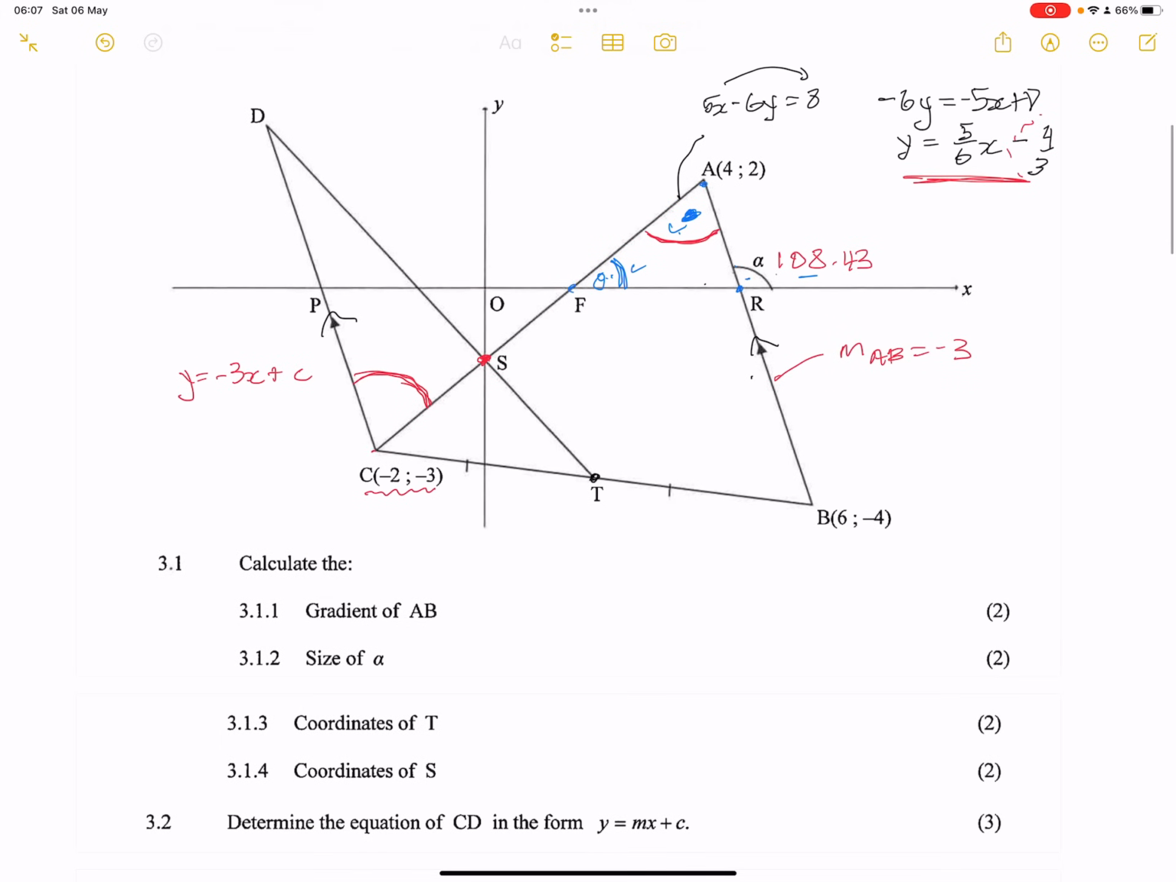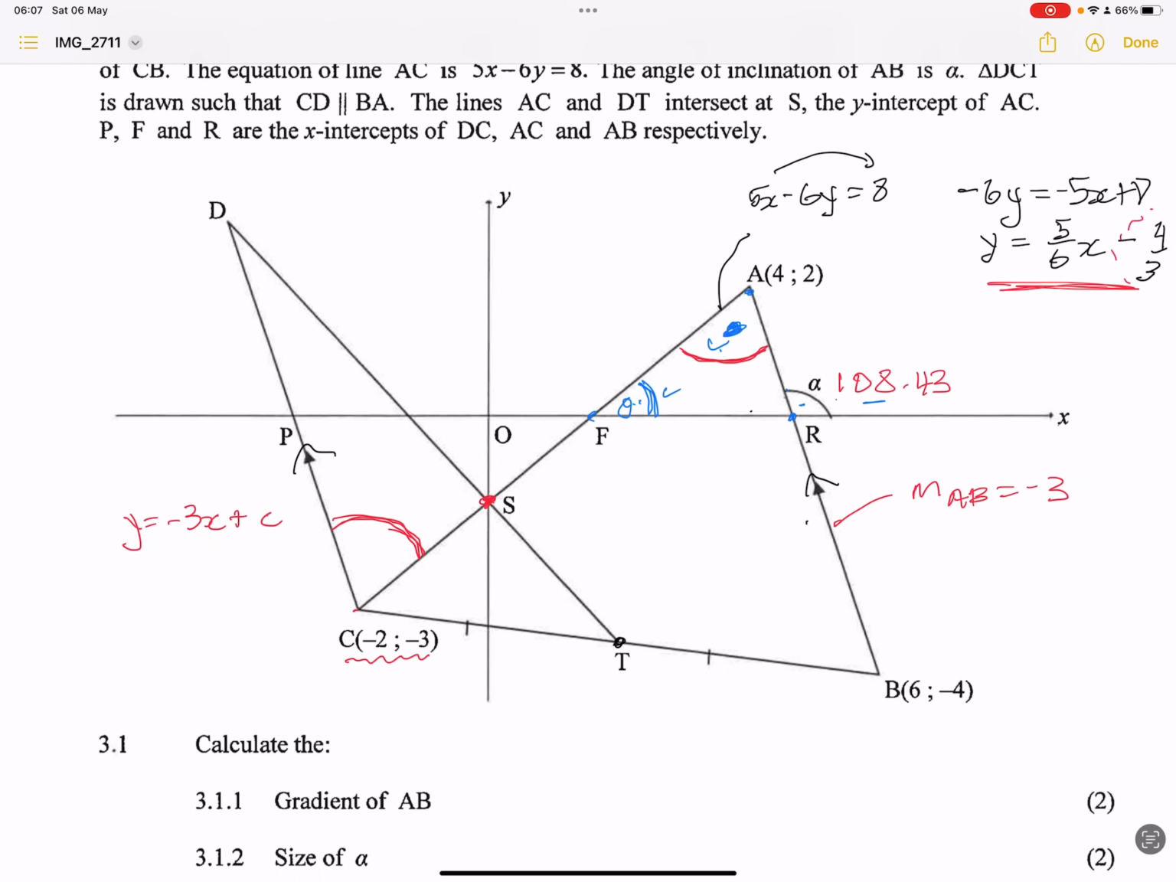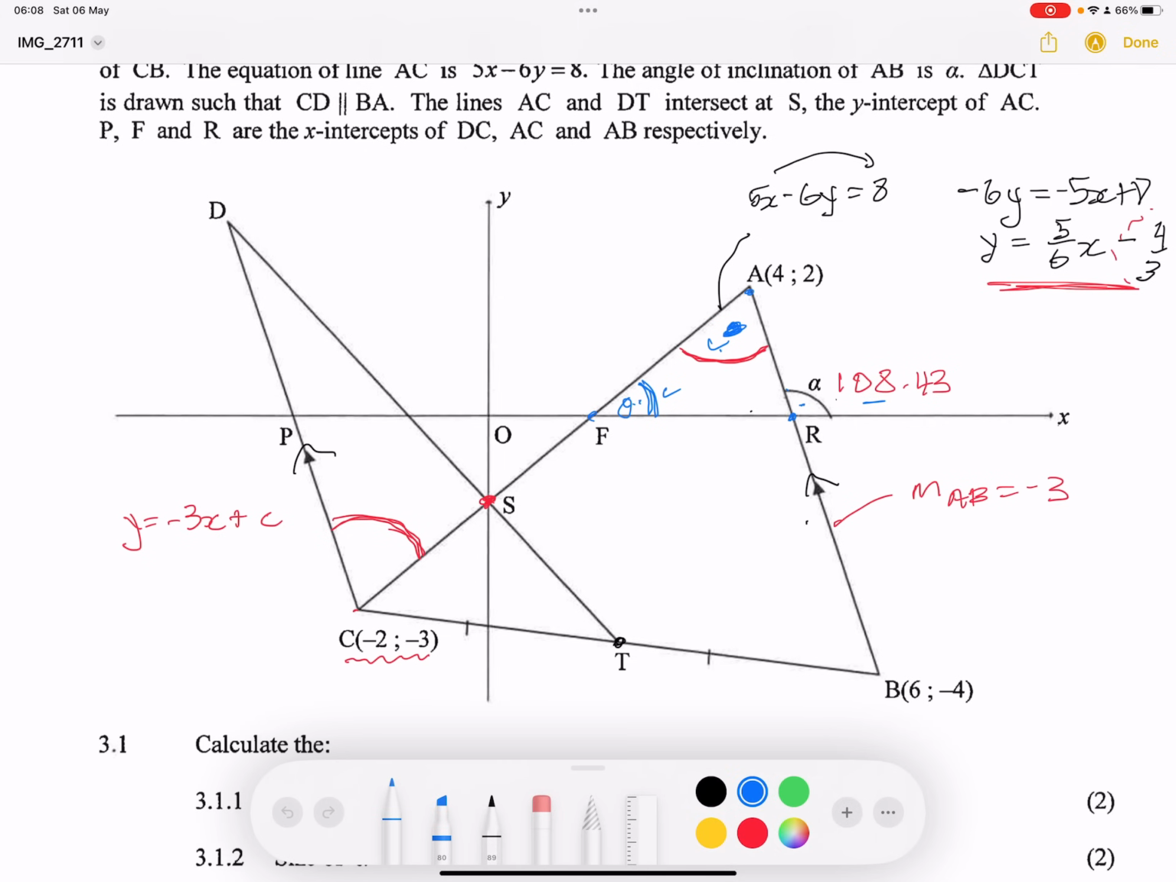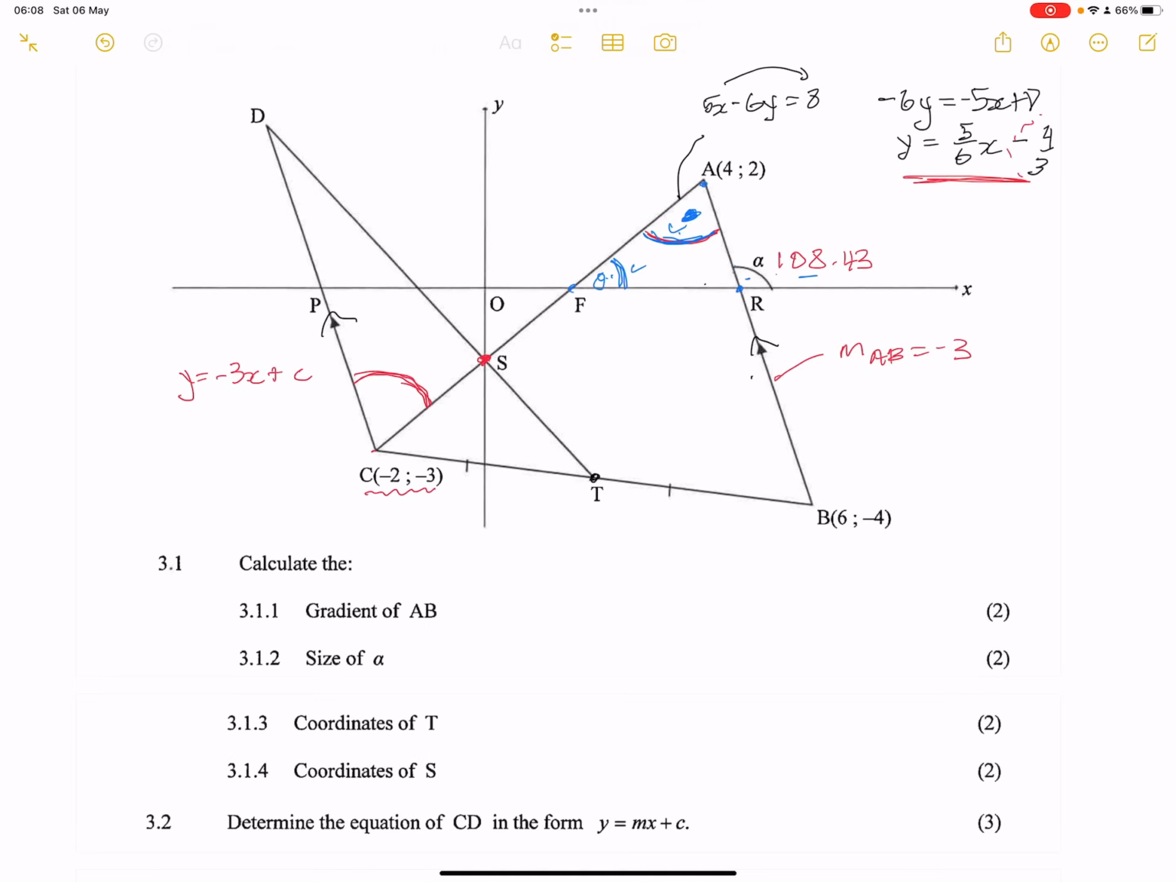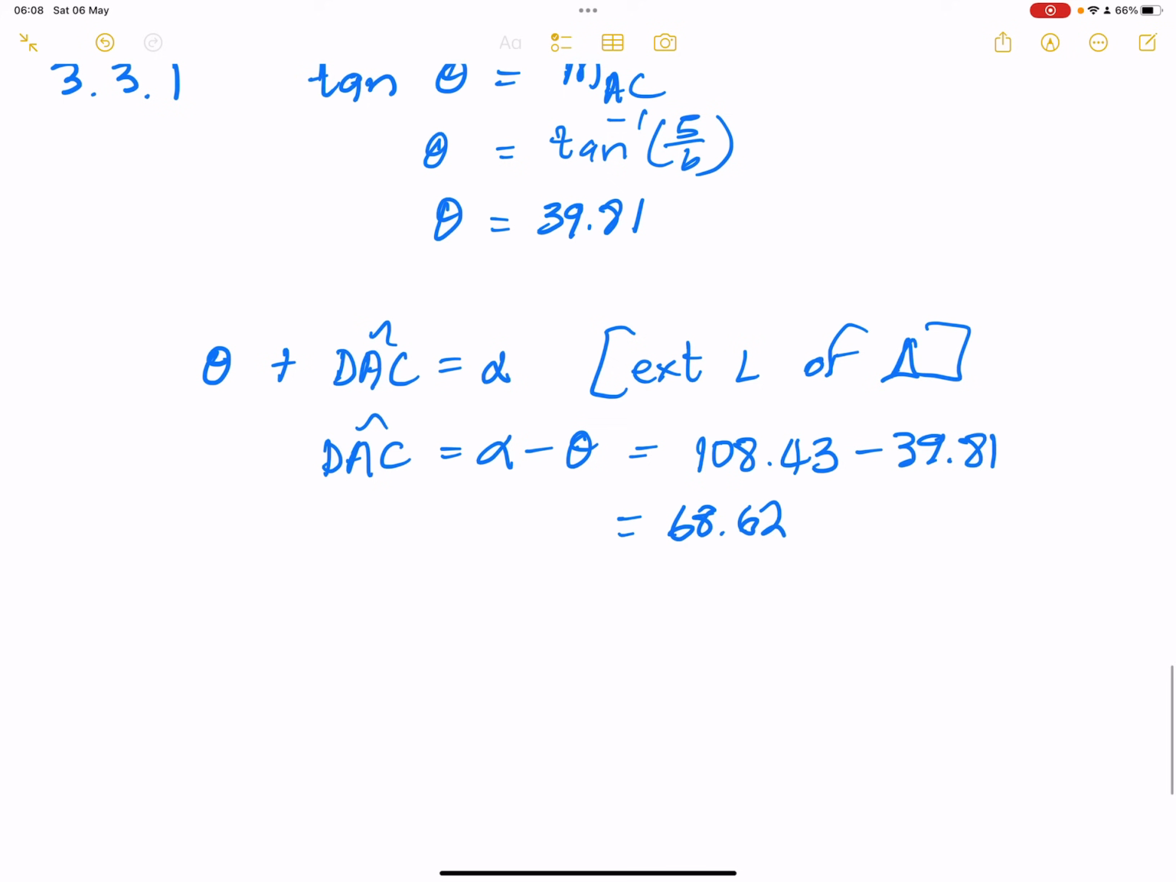Now, keep in mind, ladies and gents, I said DAC, it's actually angle FAR. And remember, we're finding this angle FAR over there. Apologies for saying DAC. But what do we know? We know that FAR is equal to DCA. Okay, apologies for that. So this would have been FAR.